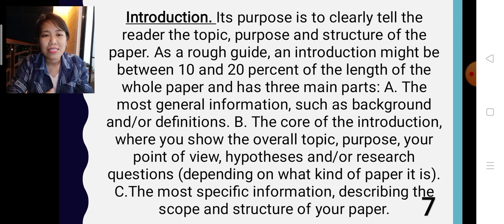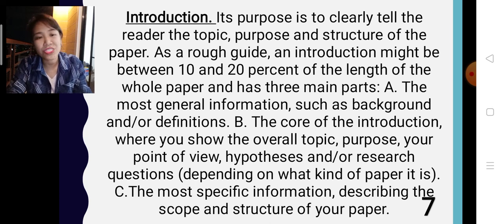Next is the most specific information describing the scope and structure of your paper. So, mahalaga na meron kang background knowledge doon sa topic mo.